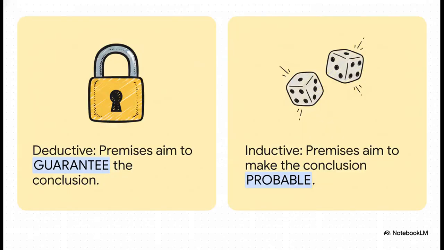But here's a key distinction. Not all arguments make the same kind of promise. A deductive argument, well, it claims its premises offer an ironclad, absolute guarantee for the conclusion. An inductive argument, on the other hand, is a bit more modest. It basically says, hey, based on this evidence, the conclusion is really, really likely or probable. Now, both are super useful, but it's absolutely crucial to know which one you're dealing with.